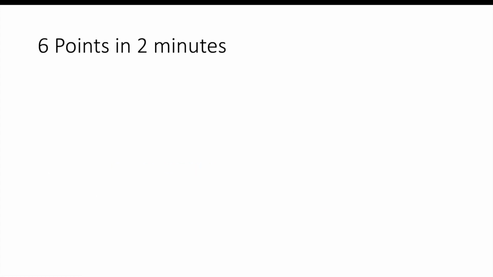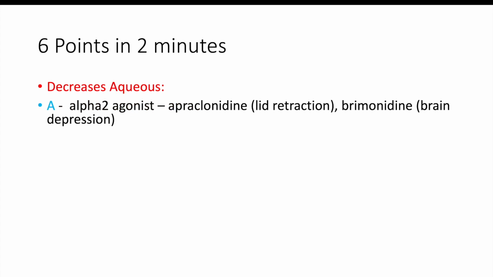So just to recapitulate, to summarize 6 points in 2 minutes. Please remember, there are two groups of drugs. The drugs which decrease the aqueous humor production, that is the ABC: A is alpha 2 agonist, B stands for beta blockers and C stands for carbonic anhydrase inhibitors. For alpha 2 agonists, we have apraclonidine and brimonidine. Apraclonidine's side effect is lid retraction, whereas brimonidine's is brain depression. It cannot be used in children below 2 years because of the risk of apnea.